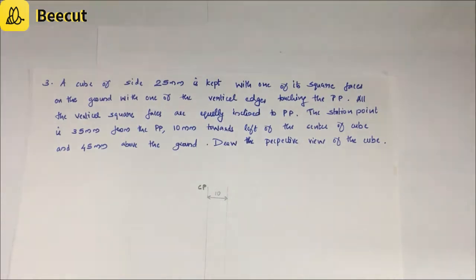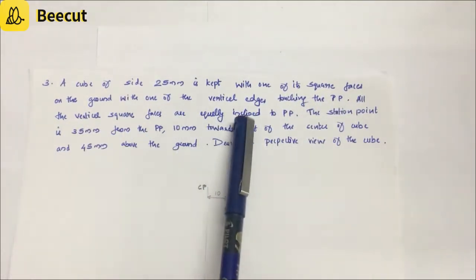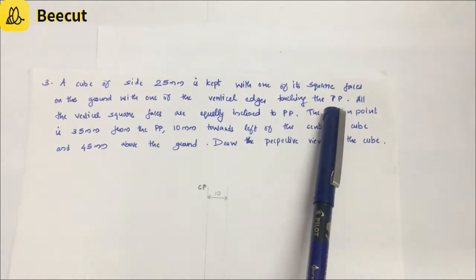In this video, we are going to see the method of drawing the perspective view of a cube. In this question, the side of the cube is given and the position of the cube is also mentioned. About the position, it is stated that it has one of the square faces on the ground with one of the vertical edges touching the PP.